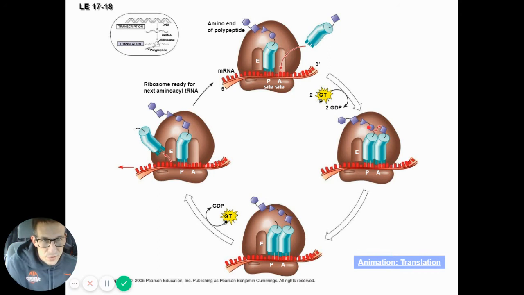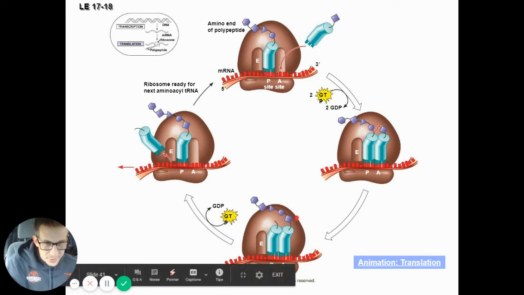Next, we have a transfer. You see here a transfer of this growing polypeptide strand to this amino acid that was just brought in. And so we have a peptide bond formed between this diamond amino acid and this circle amino acid right here. And we see now the entire new peptide strand has been moved onto this tRNA.